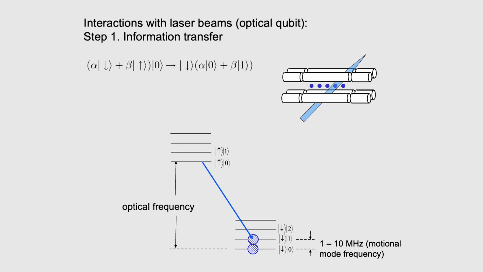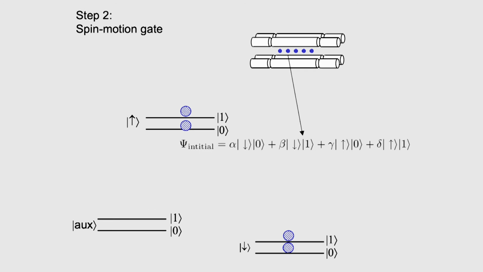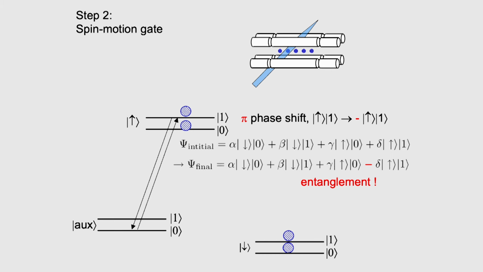And it turns out that what we can do is coherently drive a transition between that spin up state and the motional state. And it turns out that what that does is create a minus sign in front of that state, and that's exactly the operation that we wanted for our basic quantum logic gate.